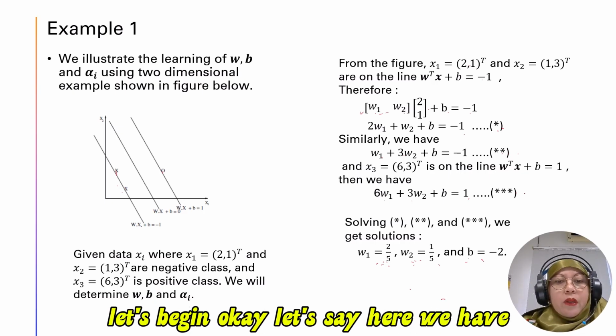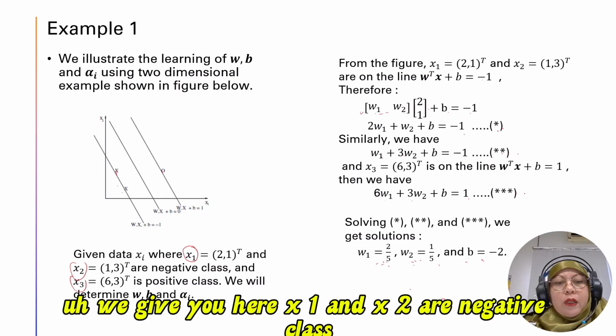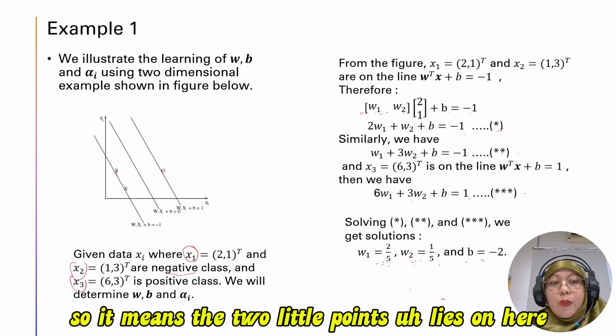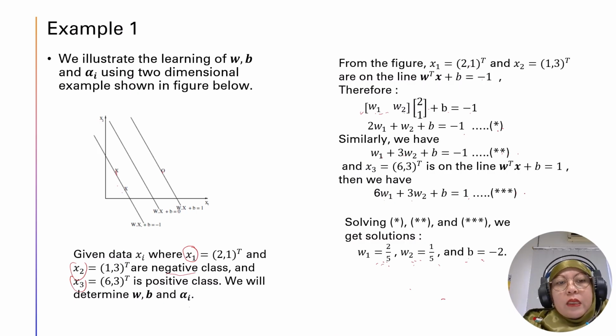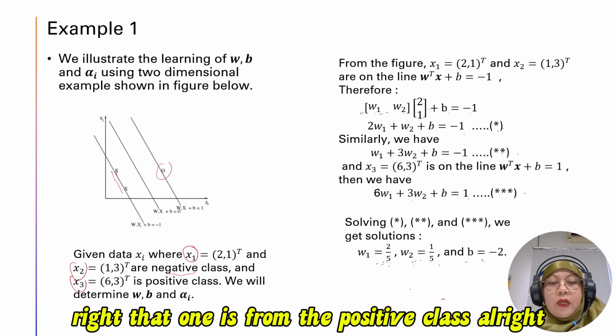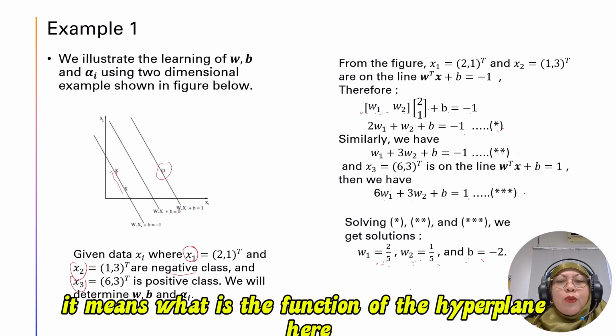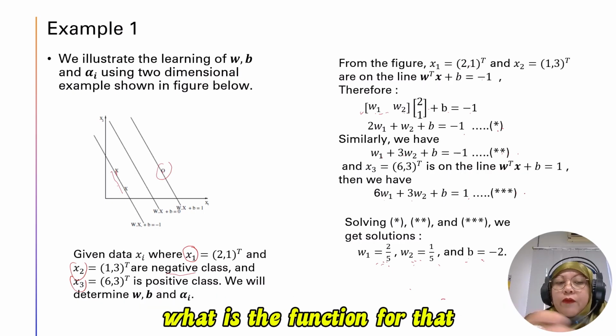All right, let's begin. Let's say here we have 3 points, x1, x2, and x3. x1 and x2 are the negative class, so the two data points lie here. This one is the negative data class, whereas the point 6 3, which is about here, is from the positive class. Now the problem is, what is the decision function? It means what is the function of the hyperplane here?